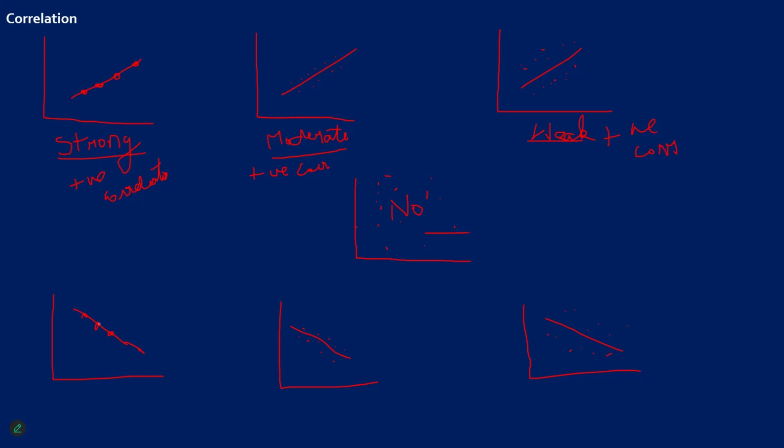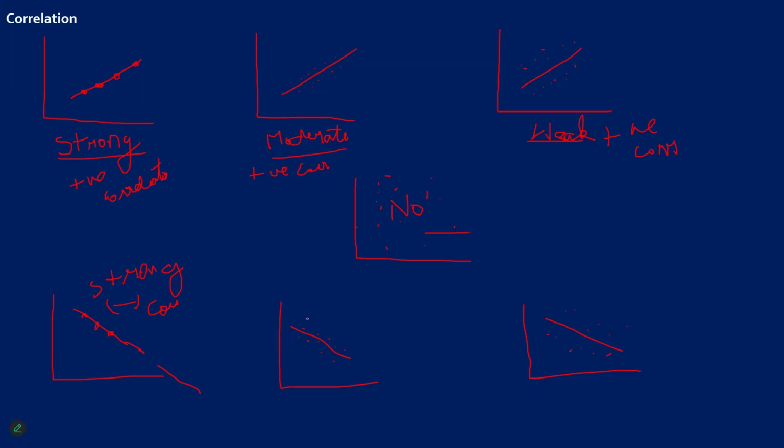Okay, how about this one? Everything is lying on the same line. So strong, but going towards the negative direction, right? So negative correlation. But this is strong only. Strong, negative correlation. How about this one?